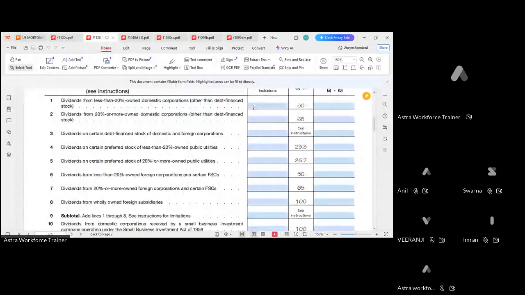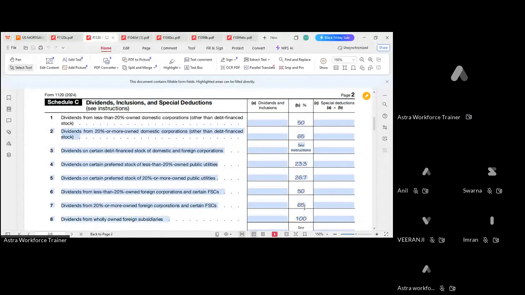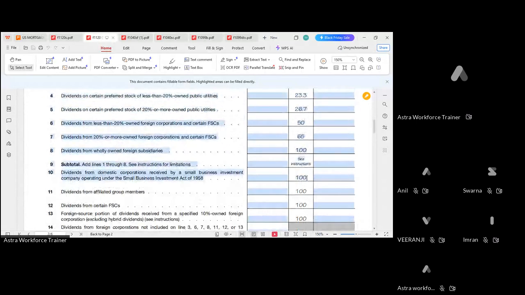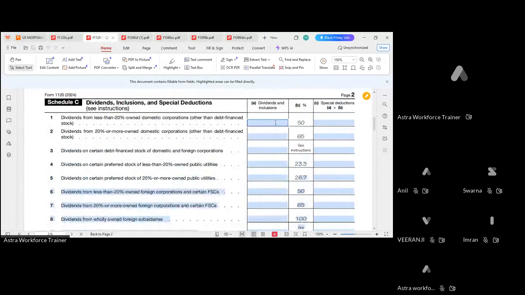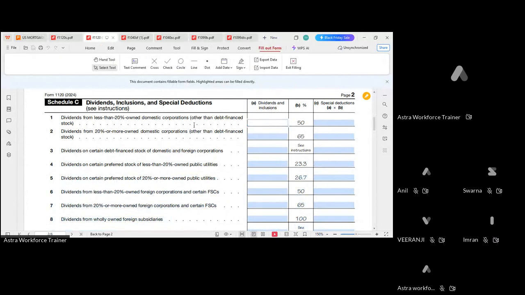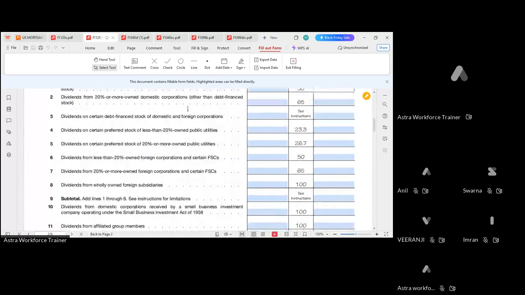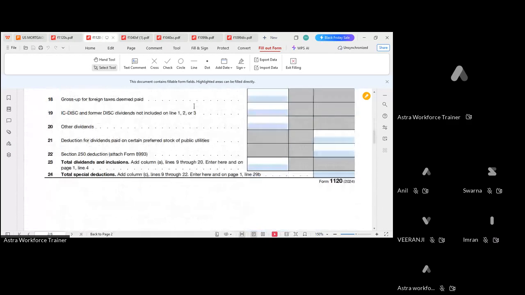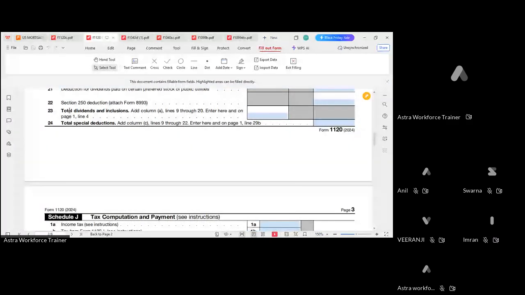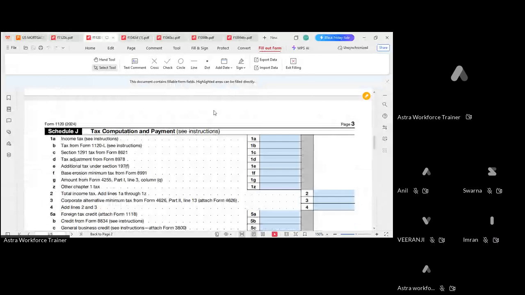So these are the default percentages. You will get the dividend income. Dividends from less than 20% owned domestic corporations: what is the amount they will get? Multiplied by 50% you will get that. Most of the time this is not required.